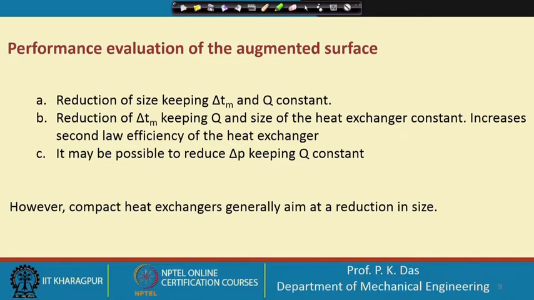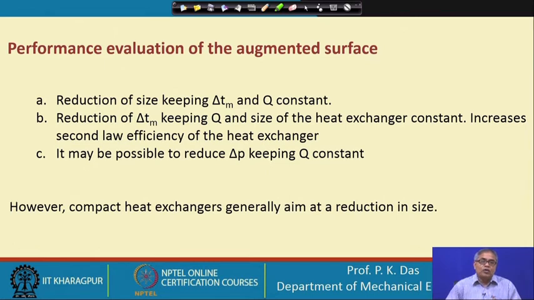Performance evaluation of augmented surfaces. First thing we can see is reduction of size keeping delta T m and q constant. So, this could be one way: suppose we are keeping q and delta T m constant, that is the total amount of heat transfer and the mean temperature difference between the two fluid streams. Whether we can reduce the size of the heat exchanger by the augmentation techniques adopted. So, this could be one.